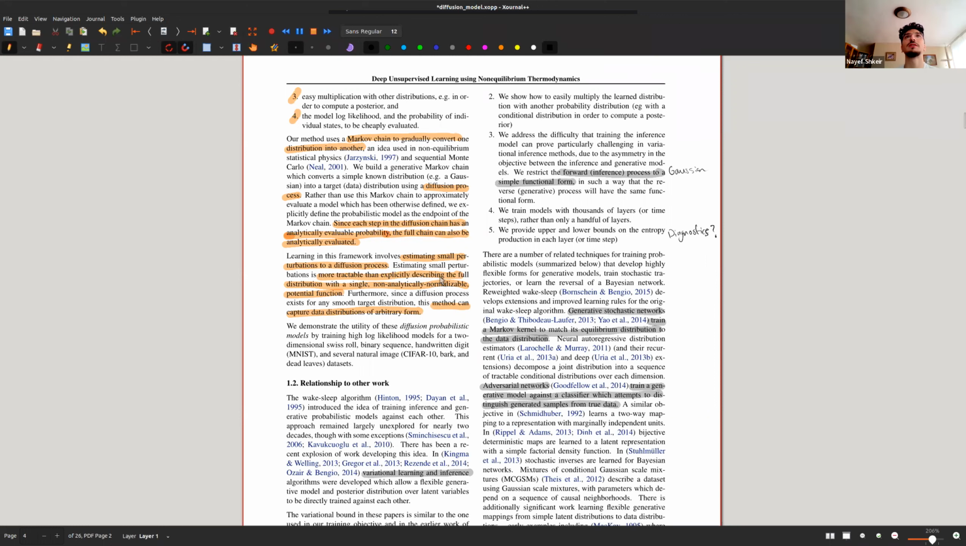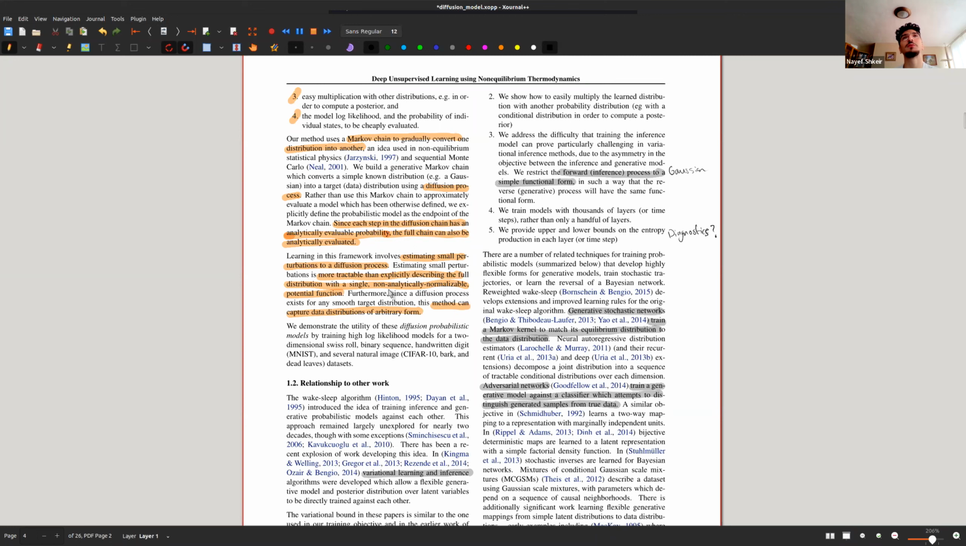Estimating small perturbations is more tractable than explicitly describing the full distribution with a single non-analytically normalizing potential function. The way I understood it, it's much easier to work with small changes to something than a big shift, a big change in your data. And so this method can capture data distributions of any form.